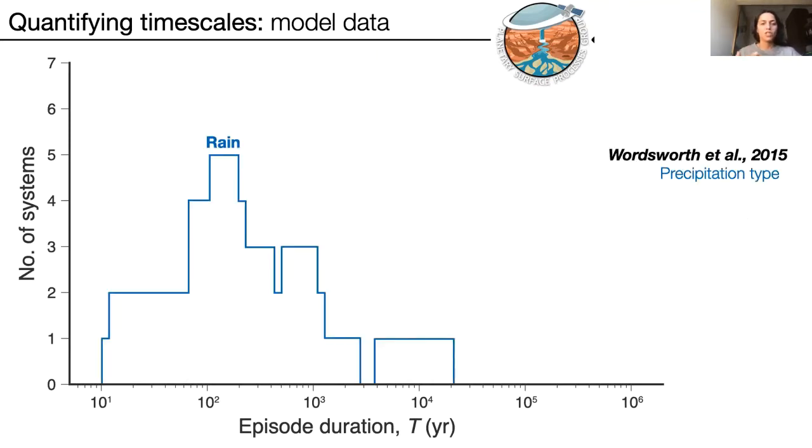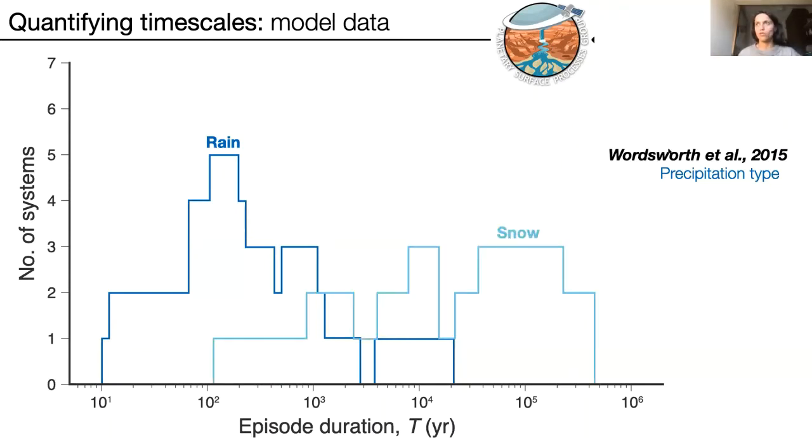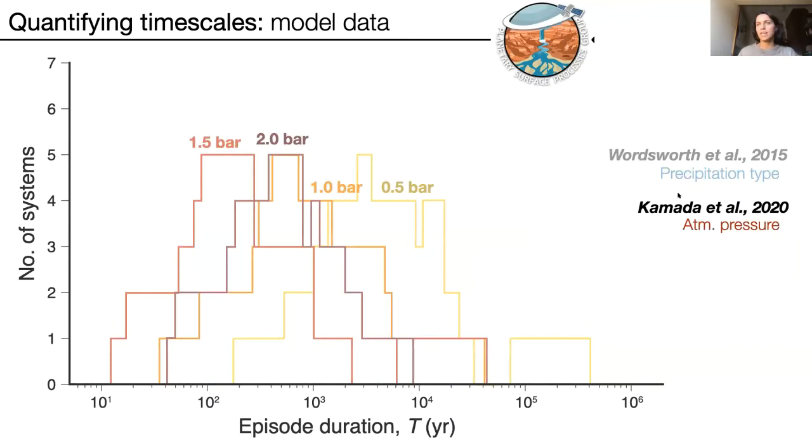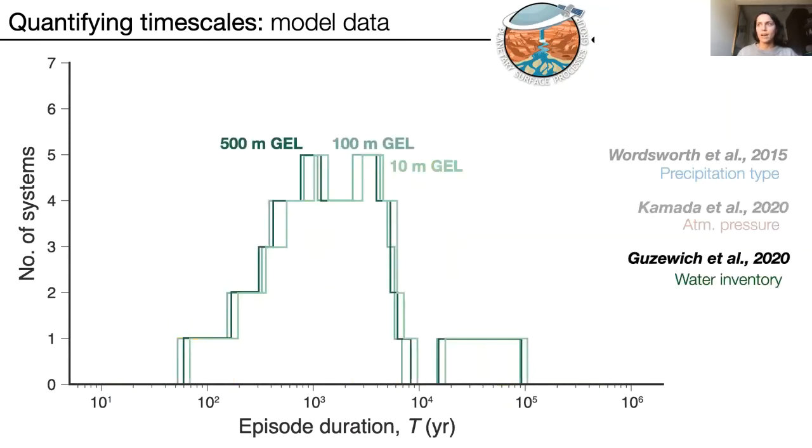But we can not only do this for a single scenario, we also have other climate scenarios on Mars. So for example, Wordsworth actually did different models for rain and for snow, and we get different episode durations for these and different distributions. Not only that, but we also have completely different models altogether. So Kamat et al. looked at how atmospheric pressure changes runoff, and that again results in changes in our episode timescales. We also have, for example, how the initial water inventory in global climate models affects the runoff.